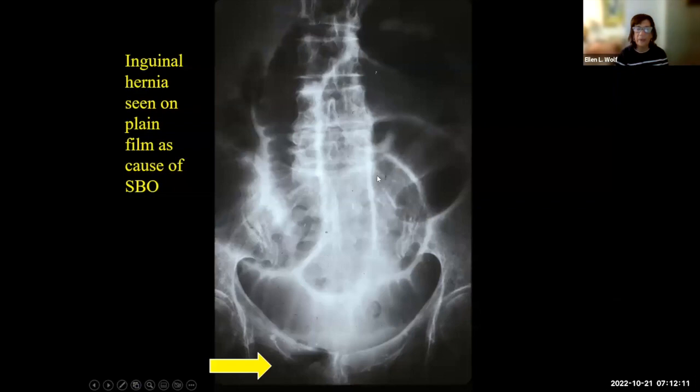Now, as I said before, in most plain films, we're not going to be able to diagnose the cause of small bowel obstruction, except rarely in some cases. In this case, there was an inguinal hernia causing small bowel obstruction. Now, you can sometimes have coincident hernias in a patient with small bowel obstruction for another reason, say adhesions. But remember to look at all corners of the film, which we always have to do. This patient had a right inguinal hernia, which was the cause of their small bowel obstruction. Again, we usually can't diagnose the cause on plain films, but in a case like this, we at least suspect it's a hernia.